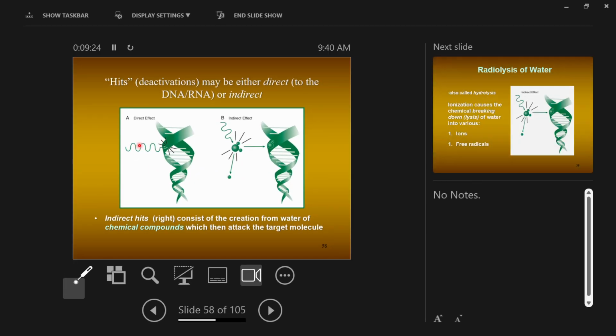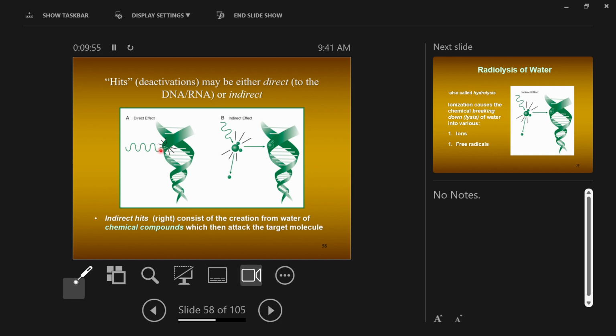We have DNA. Hits are strikes to nucleic acids, DNA, RNA, and they can be either direct strikes or indirect. A direct hit is exactly that. A photon is on the right path, and a piece of nucleic acid is in the way, and the photon quite literally strikes it, ionizing some of the atoms in the molecule and breaking the molecule apart.